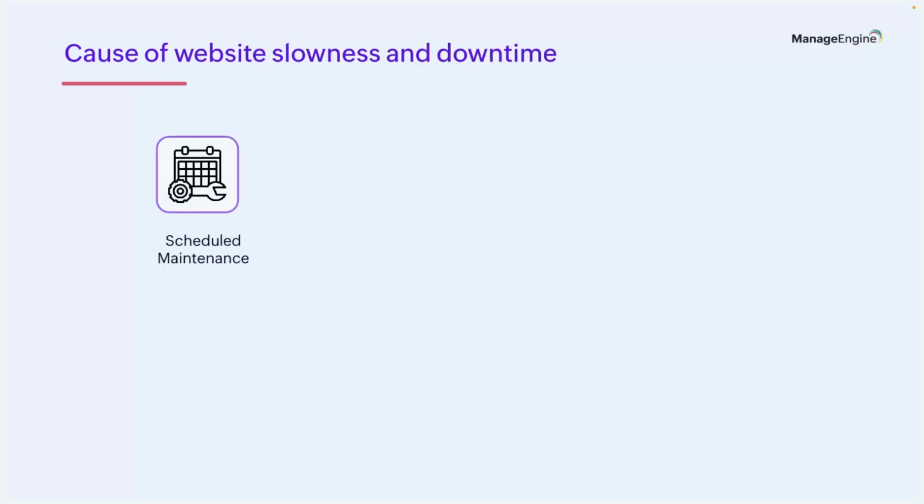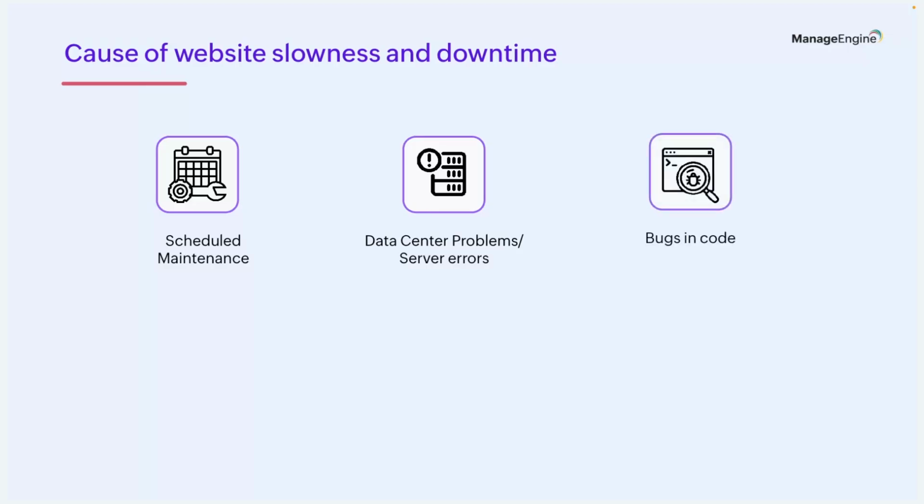First, we have scheduled maintenance, which is a temporary period during which a website or an app is made offline for updates, backups, or maintenance purposes. Then we have data center problems or server errors. If there is a data center problem or a server error, the request from the user may not even reach the server. Thirdly, there may be bugs in the code, which may cause errors and prevent the site from loading or might cause slowness. Fourth, the website may be experiencing high traffic. If too many people are accessing the website at the same time, the website may not be able to handle the surge and the load.